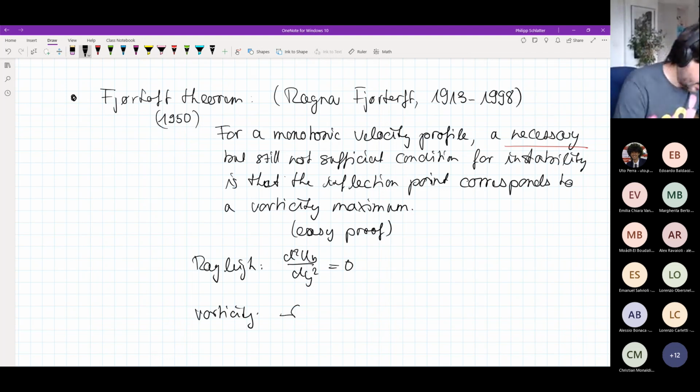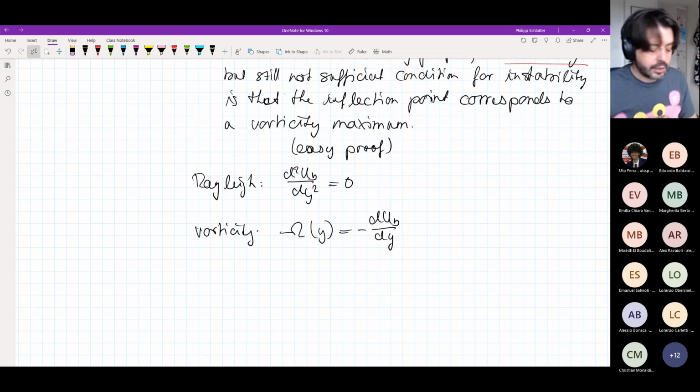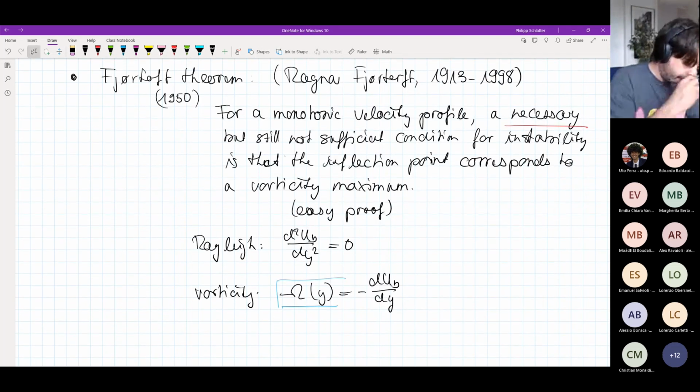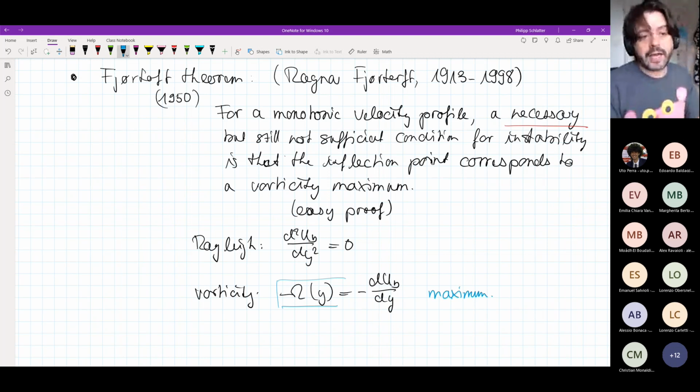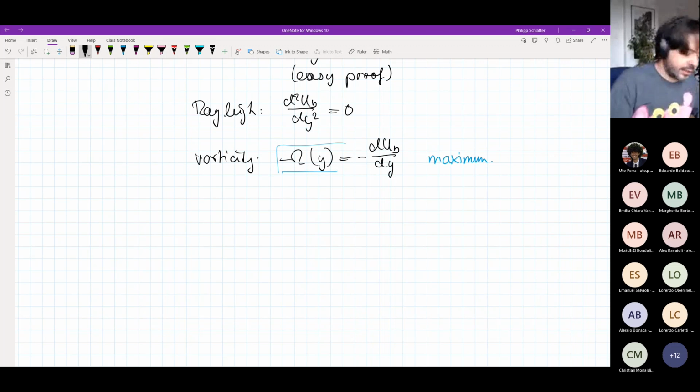So the vorticity as a function of y would be something like dUb/dy. And now what we need to check is whether this vorticity corresponds to a vorticity maximum or not. If it's a maximum, it's unstable. If it's not a maximum, it is not unstable. We can play the same game as before. I'm not doing it with a poll now. I just show it to you as a result.